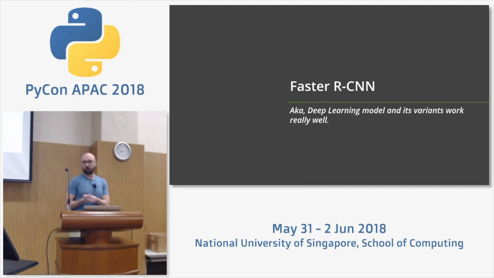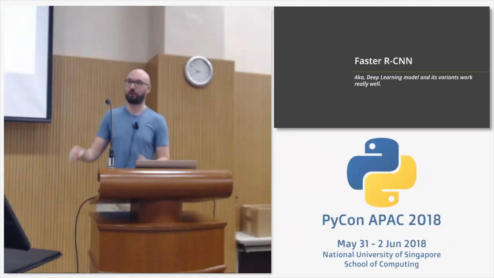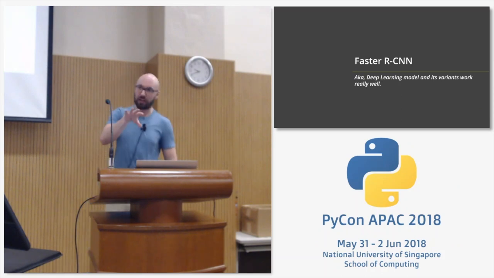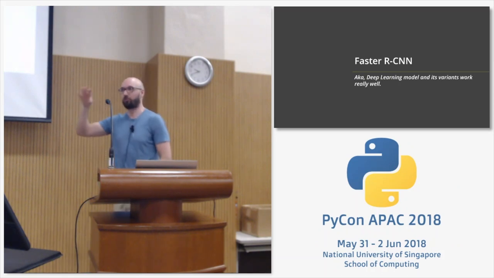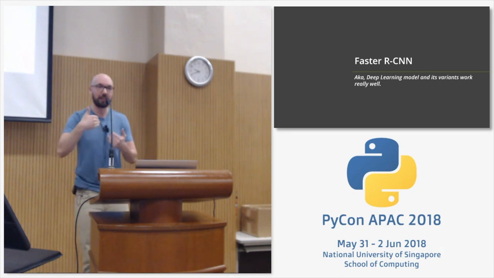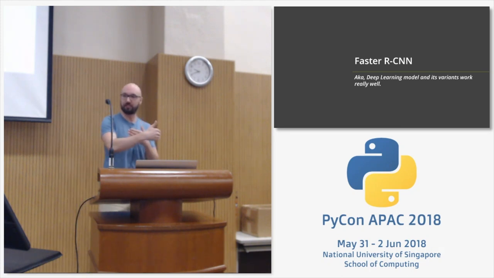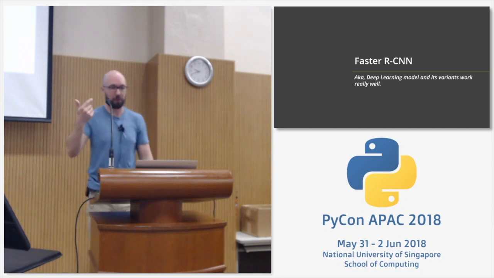So we're going to talk about this model called Faster RCNN, which I labeled as a deep learning model, and its variants work really well, because it's basically state of the art. It's the best performing model that we have. In particular, the one I'm going to show you is not the super best performing model, because there have been some advancements in this. But the core idea of the algorithm is the same. They just tweak different details that make it perform better.